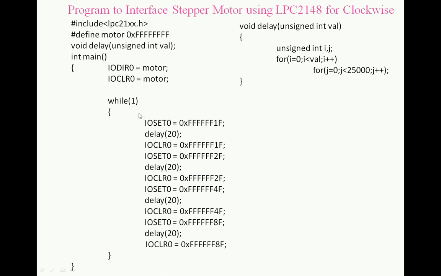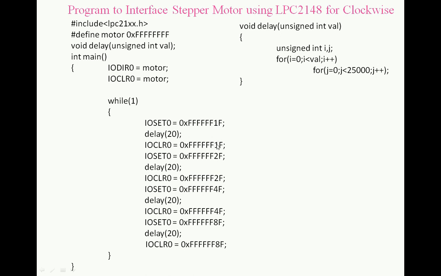Now what are we doing? First, I set IO set 0, that is port 0, with 1, which indicates that the fifth pin is 1 and the remaining 6, 7, 8 are all zeros. So the A winding is activated. After some time delay, we deactivate that A winding. Why? Because I am clearing that fifth pin.